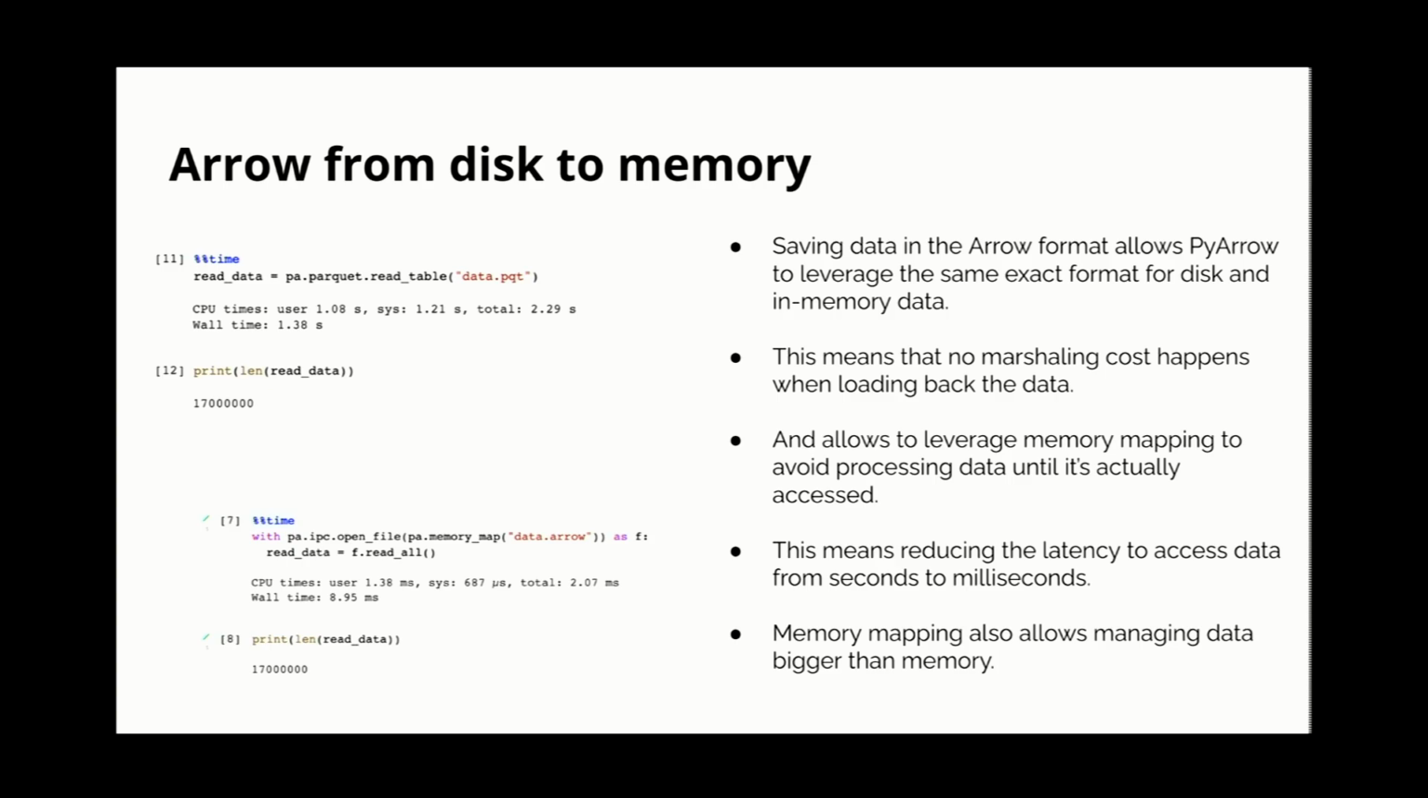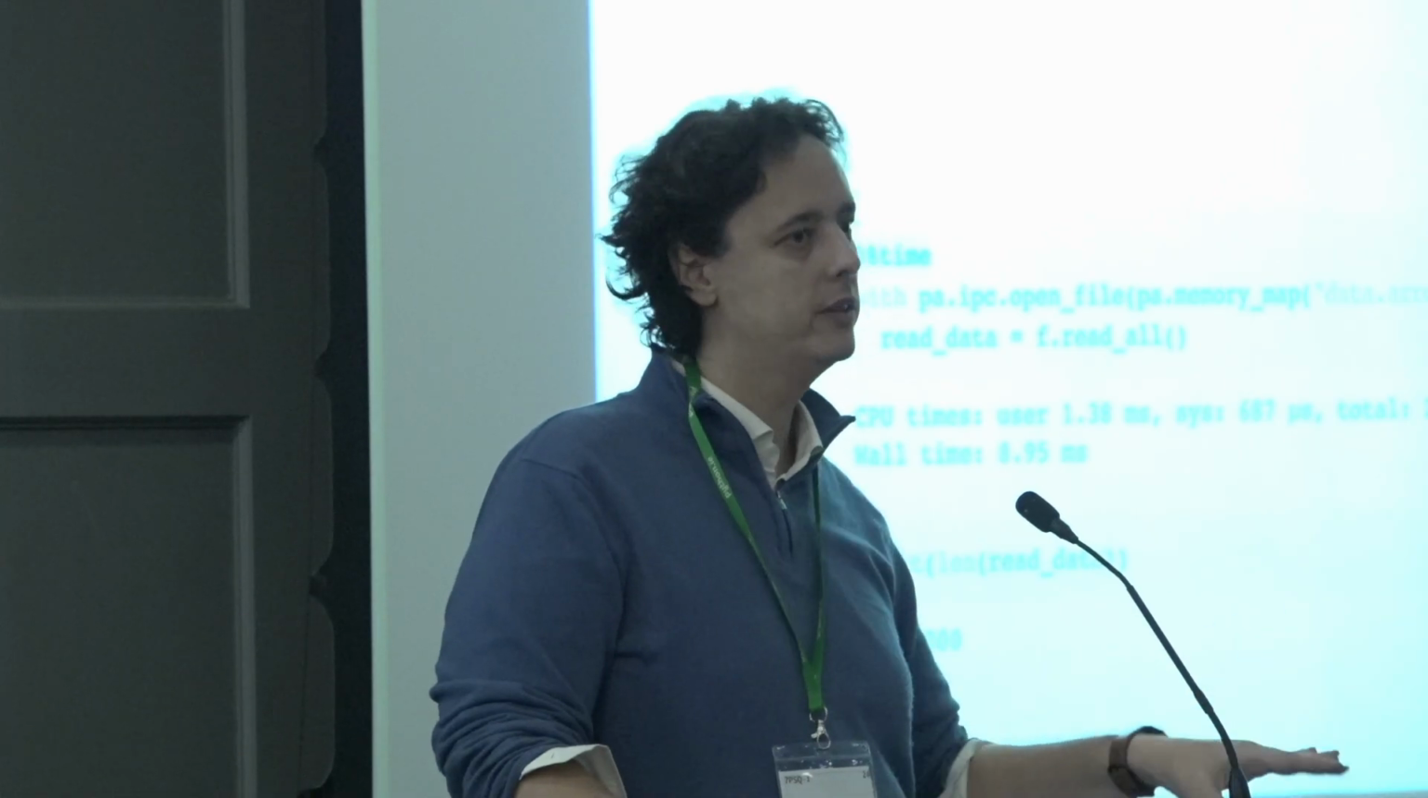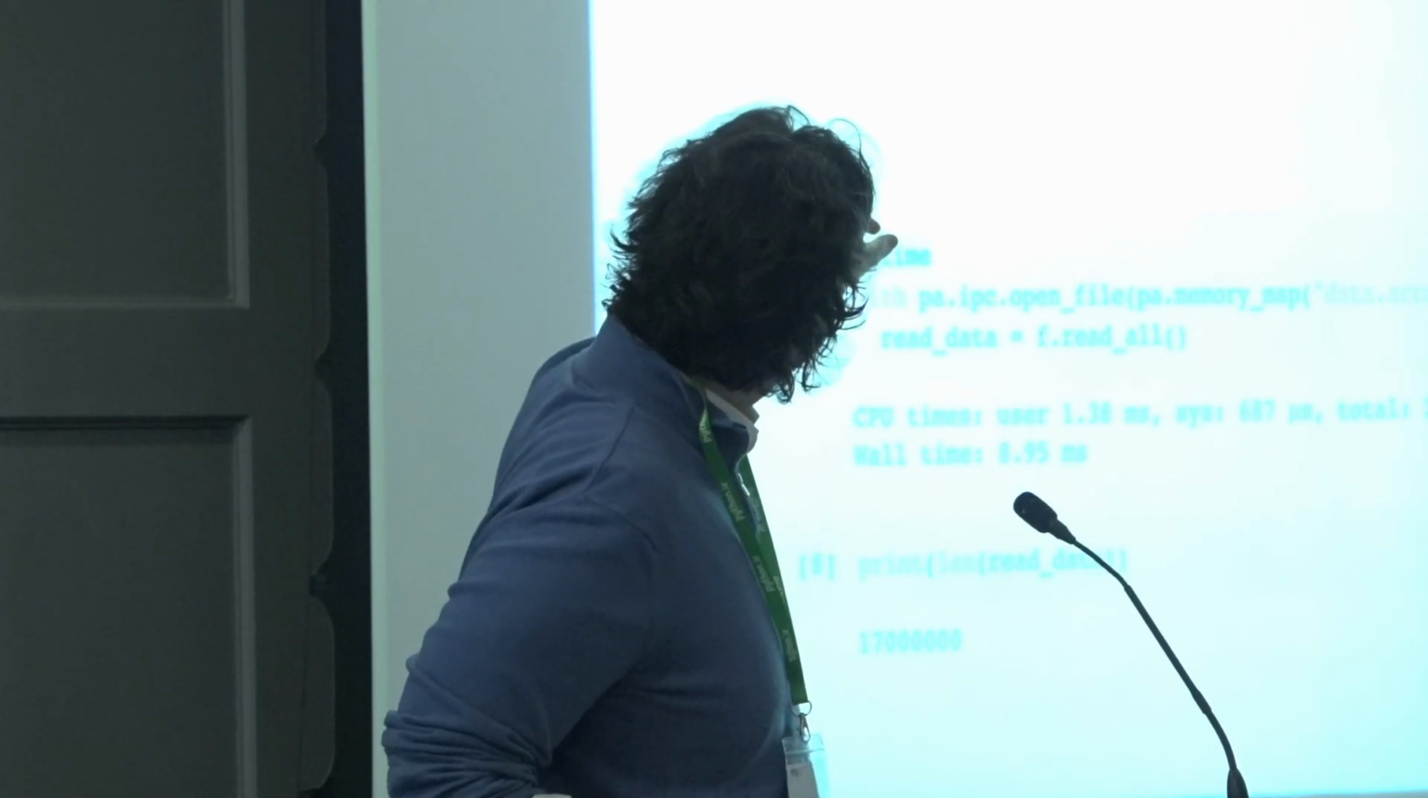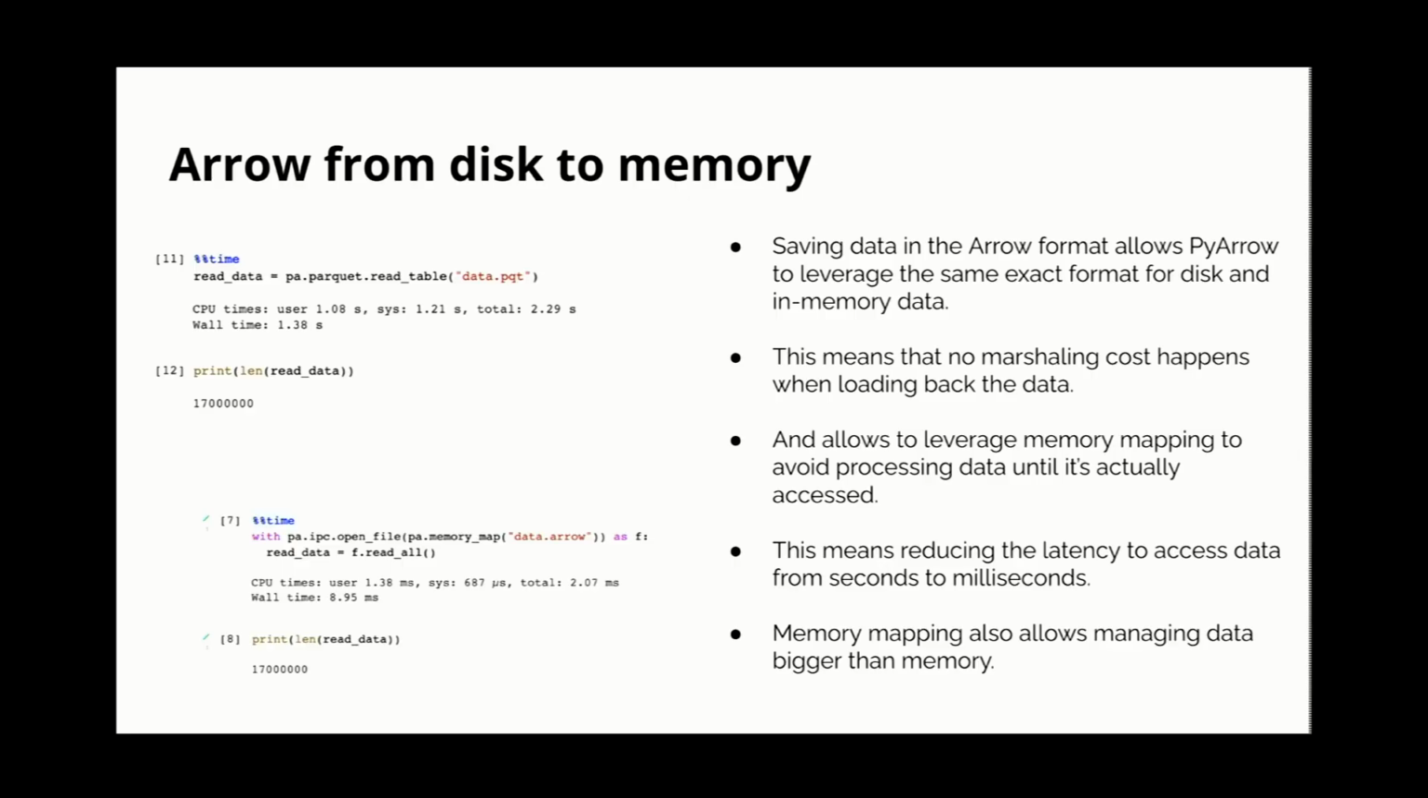For example, if I read a Parquet file, so Parquet is its own format, it's not Arrow, it is optimized for loading in Arrow, but it's not the Arrow on-disk format. I took just some random data, and that takes 2 seconds in this case to load into a PyArrow table. And if I store that same data in the Arrow on-disk format instead of using Parquet, you can see that the same exact data, instead of taking 2 seconds, takes 2 milliseconds.